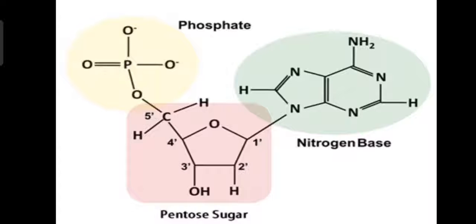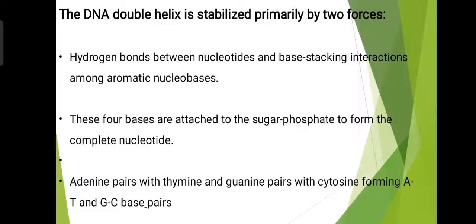This information is read using the genetic code that specifies the sequence of amino acids within proteins. The code is read by copying stretches of DNA into the related nucleic acid RNA in a process called transcription. Here is the structure of pentose sugar, nitrogen base, and phosphate. The DNA double helix is stabilized primarily by two forces. The first is hydrogen bonds between nucleotides, and the second is base stacking interactions among aromatic nucleobases. These four bases are attached to the sugar phosphate to form a complete nucleotide.